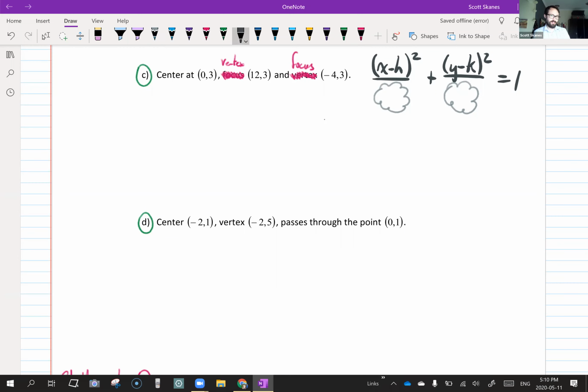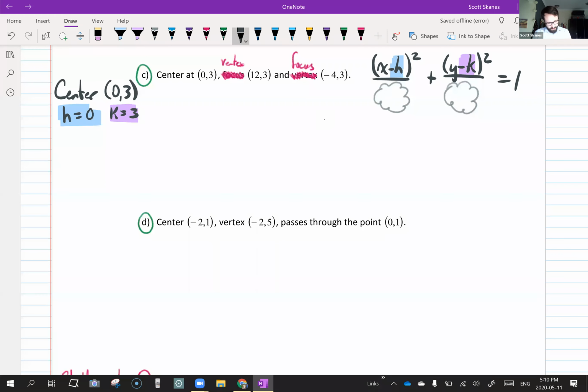First of all, center. What is the center? Let me write it out. It's 0 and 3. So I know that H is 0, K is 3. If I need it later, I will use it. I will need it later, of course. It's going to be these. Okay, now I need to figure out my vertex information.